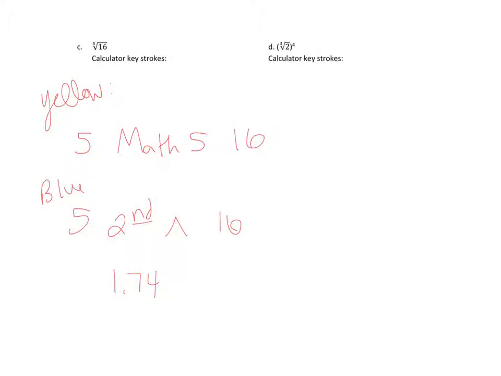So if you're using a yellow calculator on D, you would do parentheses, 3, math, 5, 2, parentheses, caret 4. And you should get 2.52. And just replace that 3 math 5 with 3 second caret if you're using the blue calculator. And that's really it for lesson 1.